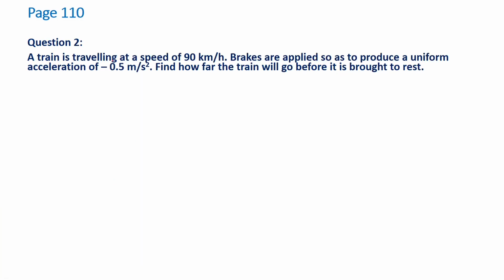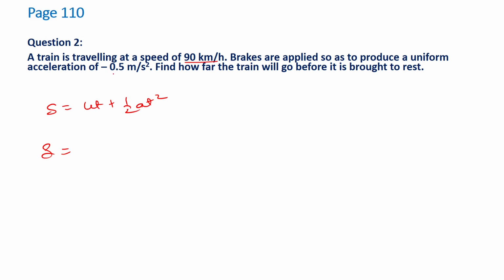Next question is that a train is traveling at a speed of 90 km per hour and brakes are applied so as to produce a uniform acceleration of minus 0.5 meter per second squared. Find how far the train will go before it is brought to rest. We can say that the final velocity is 0 and the initial speed is 90 km per hour. The brake is applied, and we have to find how much distance it travels. So s is equal to ut plus 1/2 at squared. We just have to put the value and we can get the value of s, the distance traveled when the brake is applied.